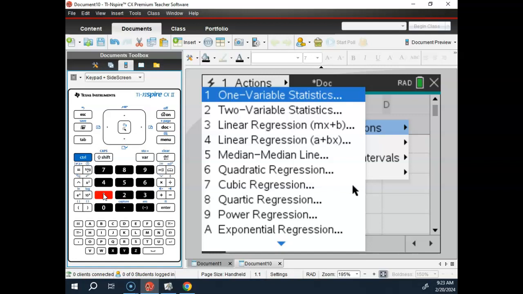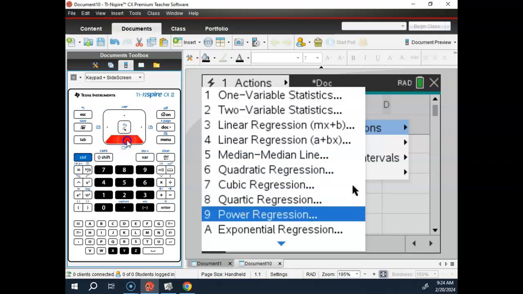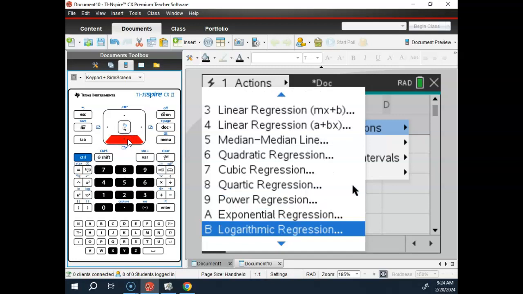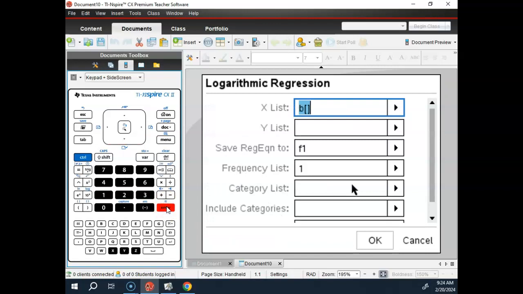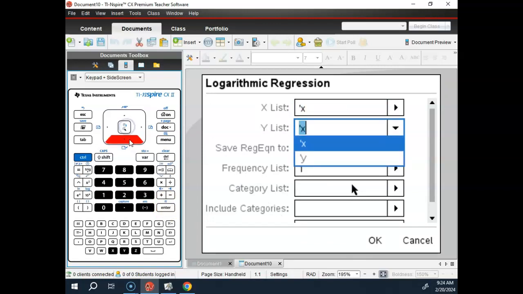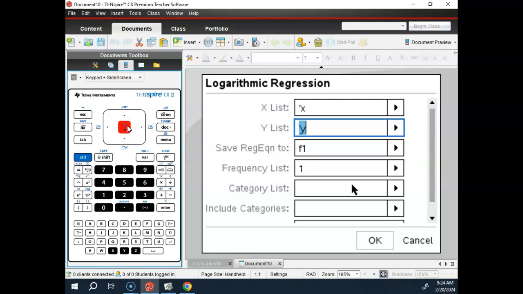Not everything is linear. Let's do 4. No, it's not a line. Okay? What am I looking for? Logarithmic. Do you see it right now? No. So if we arrow down, it's the next one. Logarithmic regression. We hit enter. Then we do the same thing we did before. So choose X, choose Y. That's why it's easiest to just call them X and Y and not get fancy, so you can put them in the right spots.